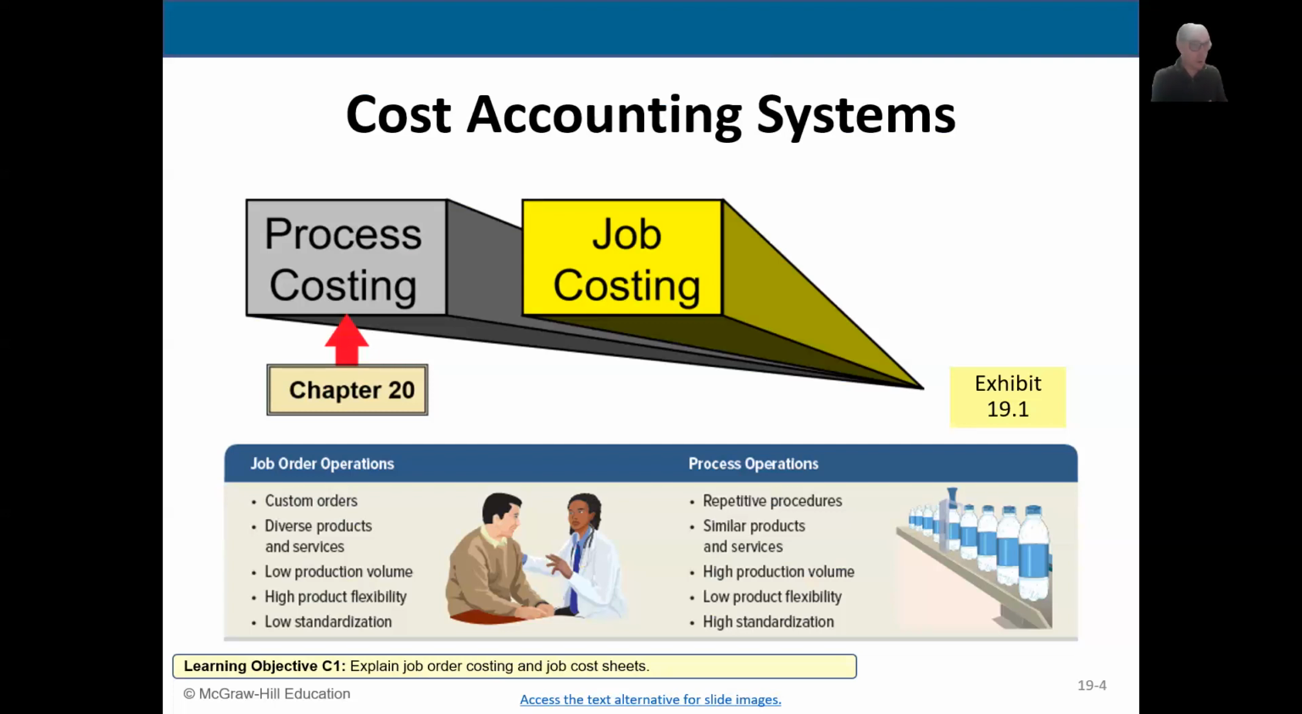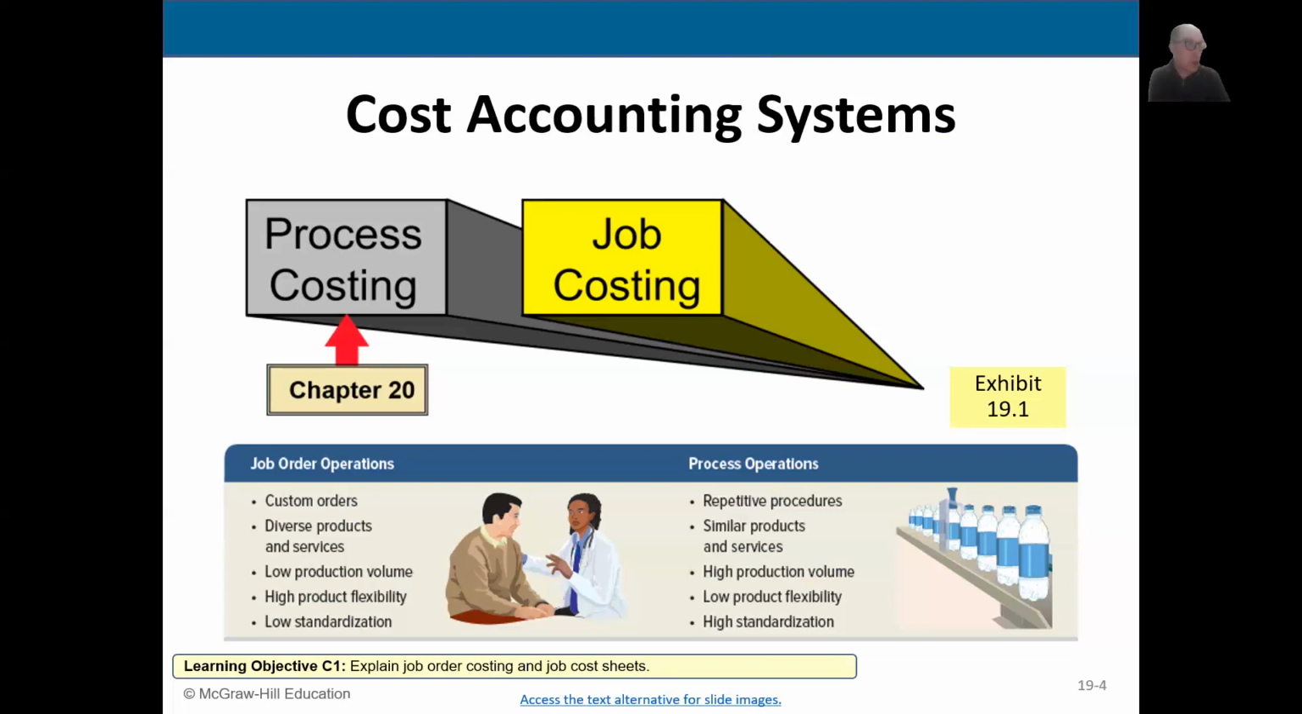Job orders typically are customized. There's a diverse set of products and services being offered. There's low production volume, meaning we only make a few of those types. High product flexibility, we can customize different parts. And there's low standardization. We upgrade things all the time. Okay? That's job order. Very, very specific.